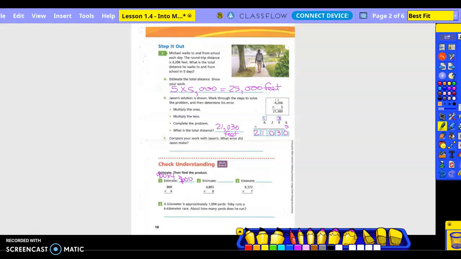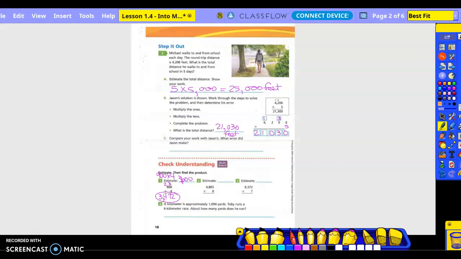So 8 times 4 is 32. Carry the 3. 4 times 6 is 24 plus 3 is 27. Carry the 2. 4 times 8 is 32 plus 2 is 34. So 34,472. So is that close to 3,600? Yes. So our answer is probably correct.